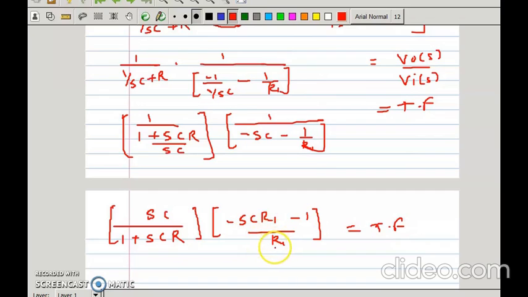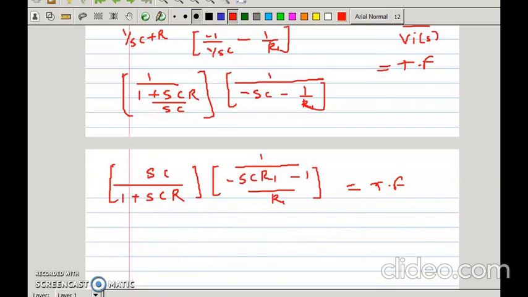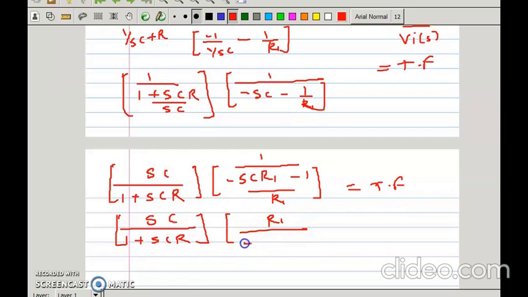Let's take cross multiplication. One second, this is 1 upon R1, right? Let's put R1 at the numerator. Okay, so it is SC divided by 1 plus SCR. This is the first bracket, right? Second bracket, R1 we put at the numerator, minus SCR1 minus 1. So this is your transfer function. Okay, can we do anything here? We can't do anything, right? So it is as it is. Okay, so this is your transfer function.